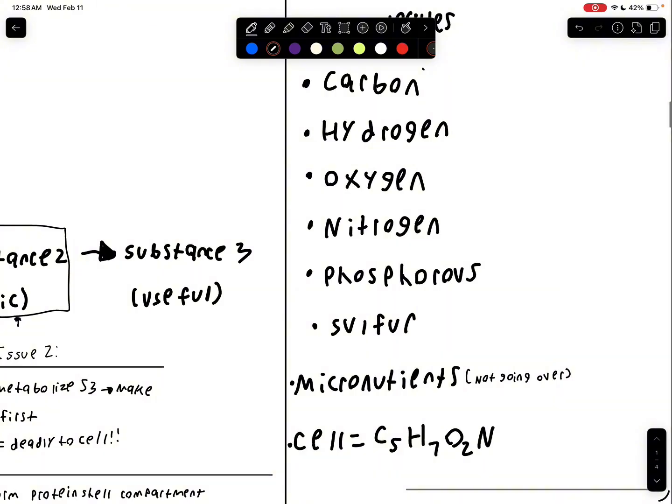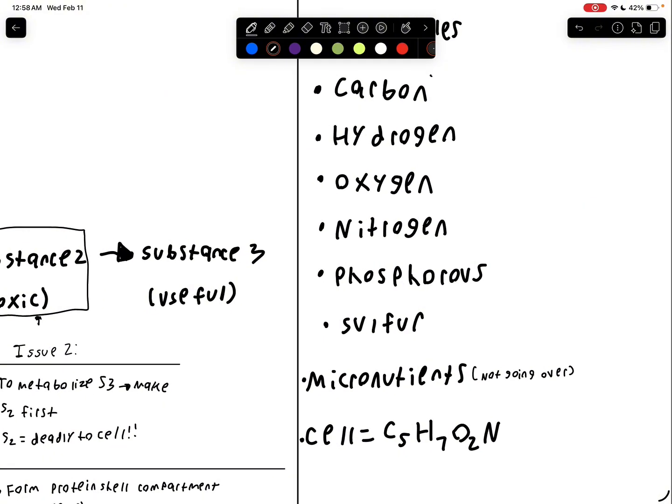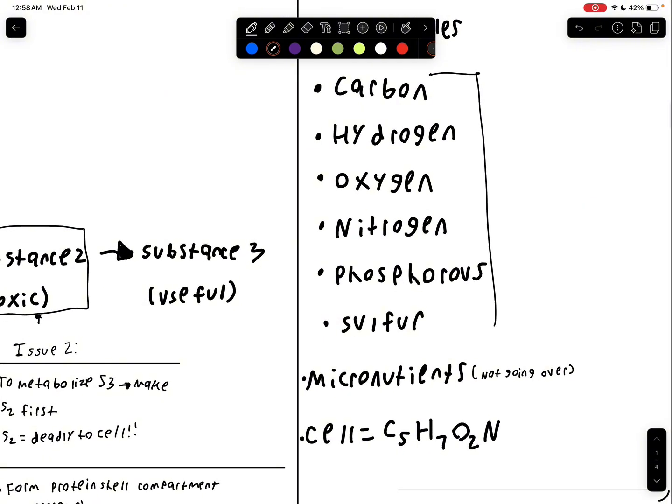Now, of course, there's also micronutrients, which we will not be going over because it's an entire table and it's very unlikely because it depends on the cell that you're looking at, and it's only in trace amounts, very little. So when you think of a cell, you're mainly thinking of these guys, not these guys.